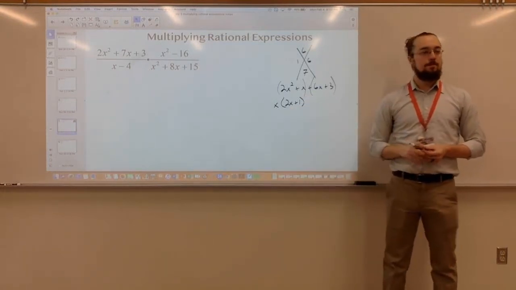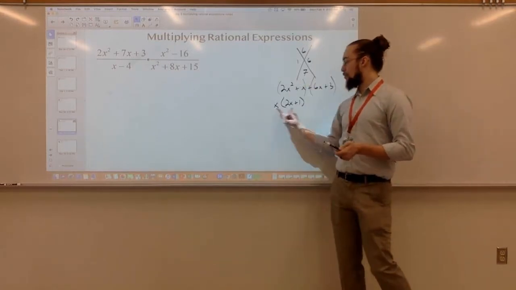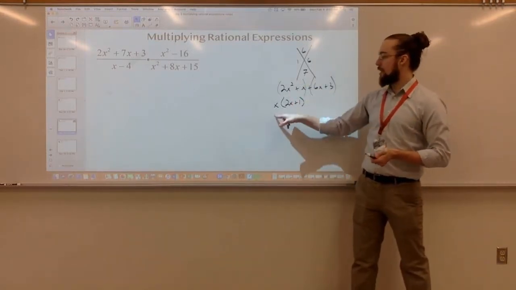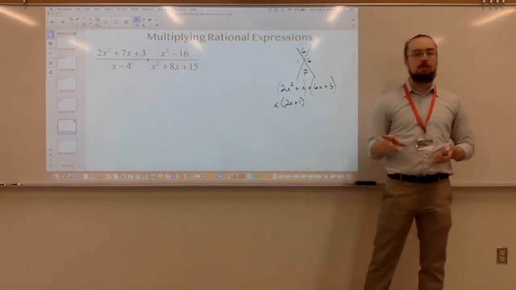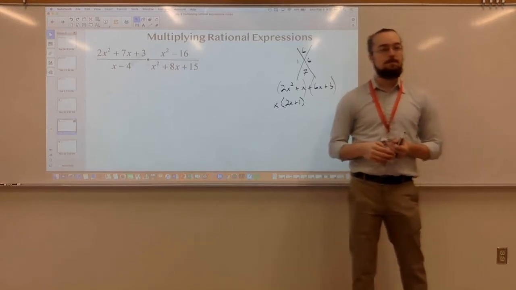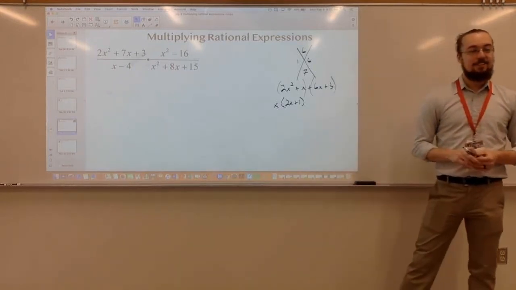Yeah, but when I take out the GCF, what's happening? How do I know that if I take out an x, here I'm just left with 2x, and if I take out an x here, I'm left with 1? You gotta think about distribution.